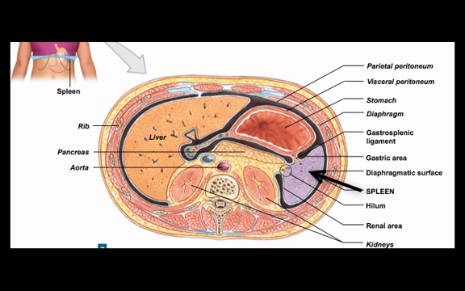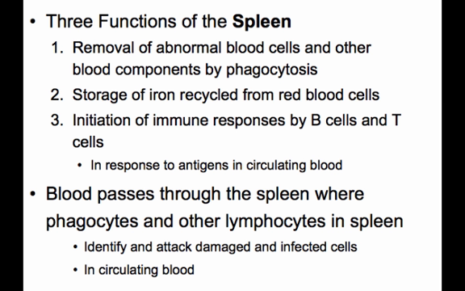The spleen is an organ that is attached to the stomach. It sits behind the stomach and contacts the diaphragm and left kidney. The spleen has three functions. It removes abnormal blood cells, it stores iron that was recycled from red blood cells, and it initiates immune responses by the B cells and T cells in response to antigens in the circulating blood. Blood passes through the blood vessels in the spleen where phagocytes and lymphocytes in the spleen identify and attack damaged and infected cells in the circulating blood.